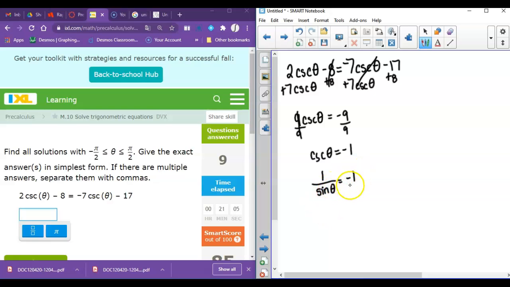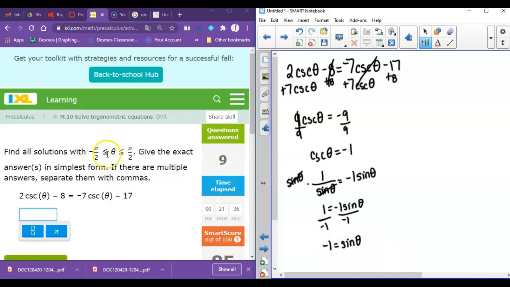Instead of cross multiplying here, you could just think about multiplying both sides by sine of theta. Either way, it's going to work. Divide by negative 1. You might be able to do some of this in your head where you're not writing every step like I am. And so we're looking for where sine equals negative 1.